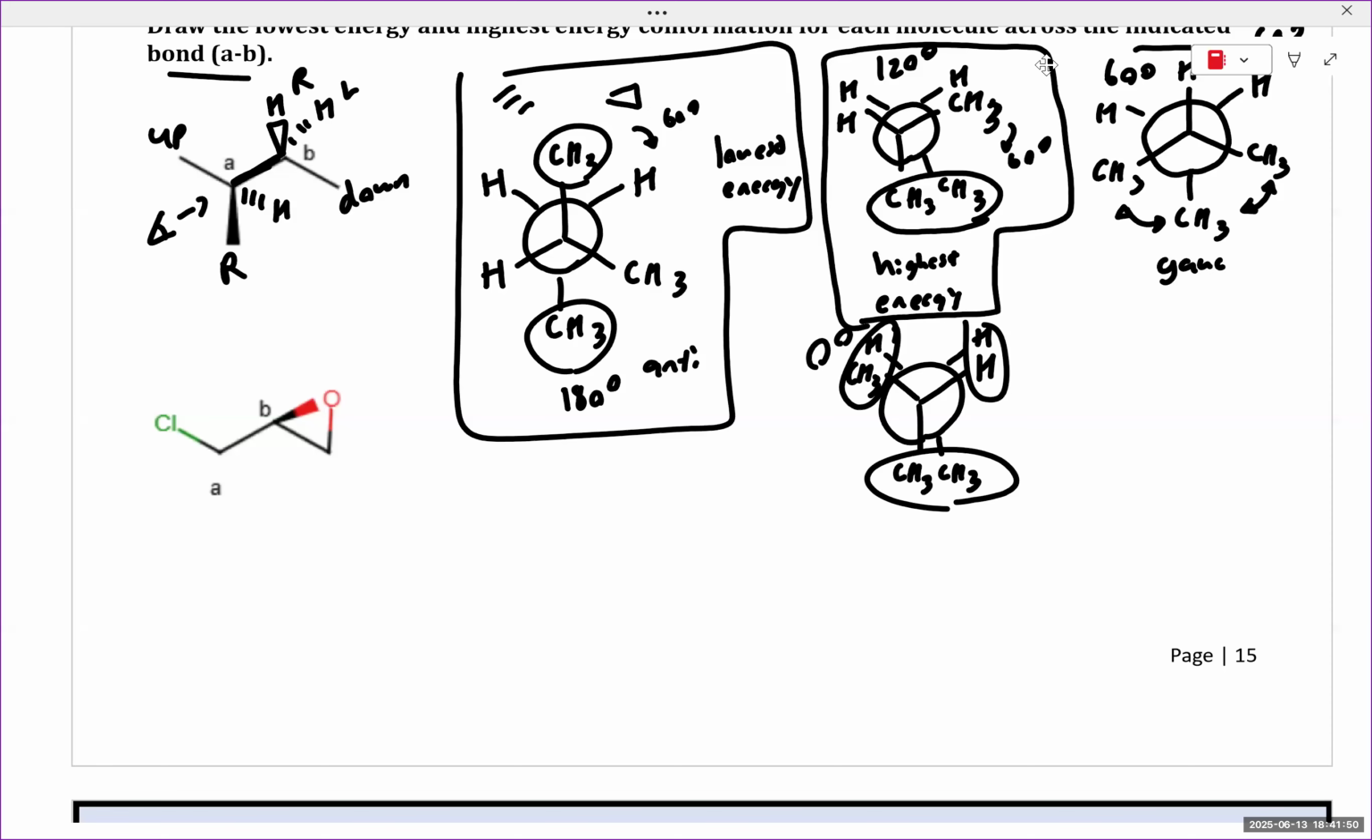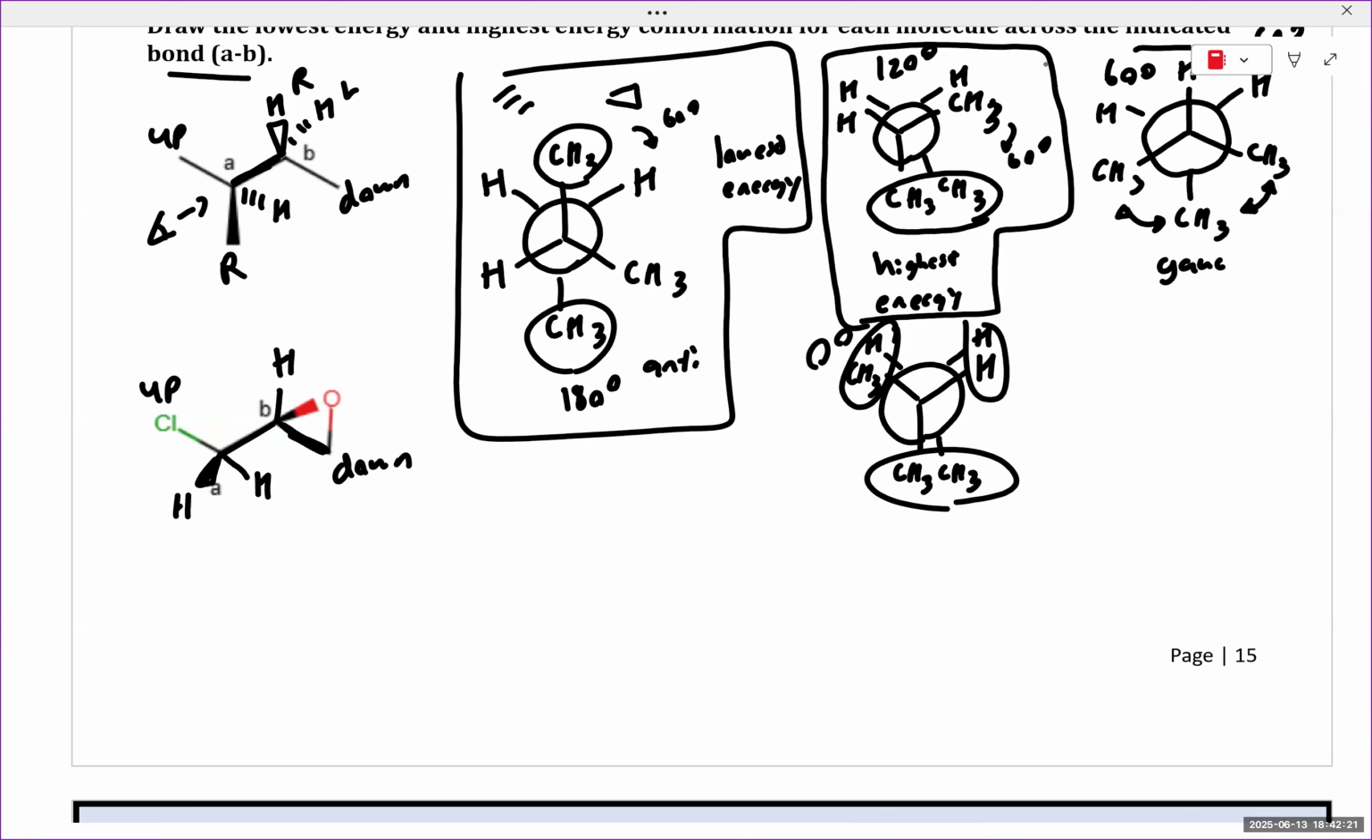Okay, so first and foremost, we have one stereocenter and one non-stereocenter. We're going to look down the carbon AB bond. So in this case, the chlorine is pointing up. The methylene group in this epoxide is pointing down. For those curious, this is an epichlorohydrin derivative, which is a pretty useful building block.